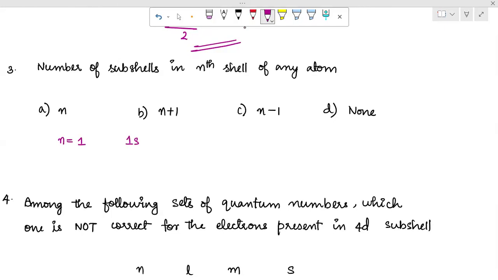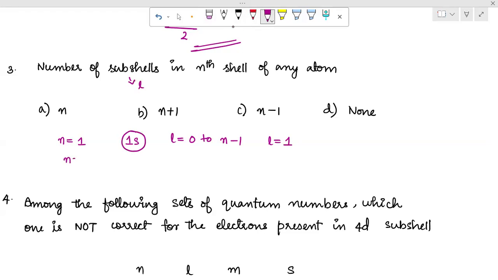Correct? It can take values l equals 0 to n minus 1. And 0 to n minus 1 means only 0 is possible, so the number of subshells is equal to 1. You can have only one subshell, and that is 1s.